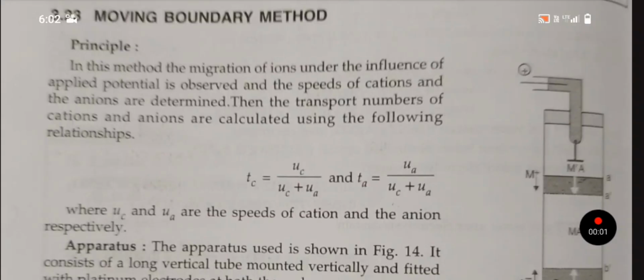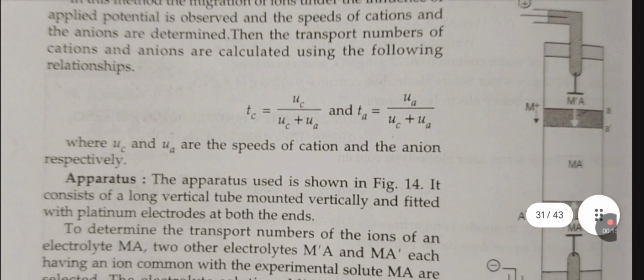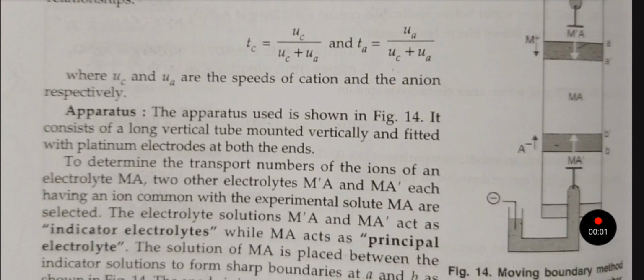Moving boundary method principle. In this method, the migration of ions under the influence of an applied potential is observed and the speeds of anion and cation are determined. Then the transport numbers of cation and anion are calculated using the following relationship: Tc equals Uc by (Uc plus Ua) and Ta equals Ua by (Uc plus Ua), where Uc and Ua are the speeds of cation and anion respectively.